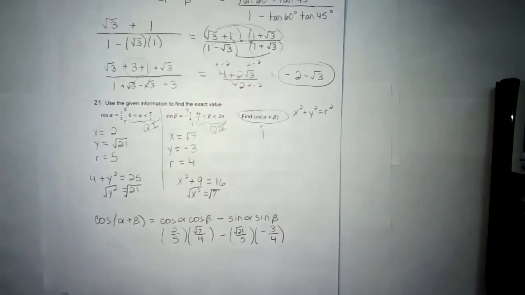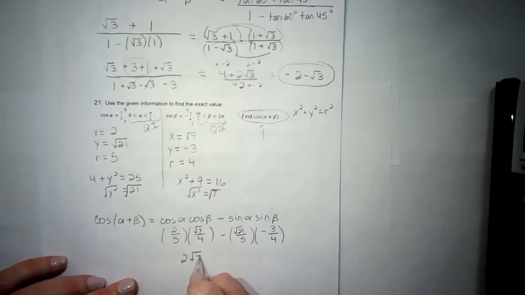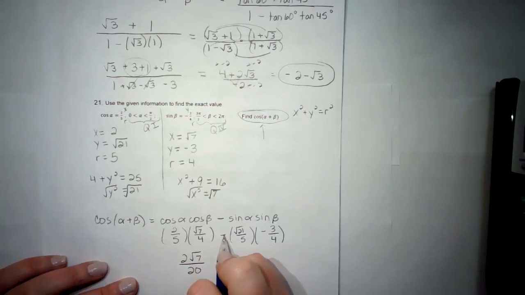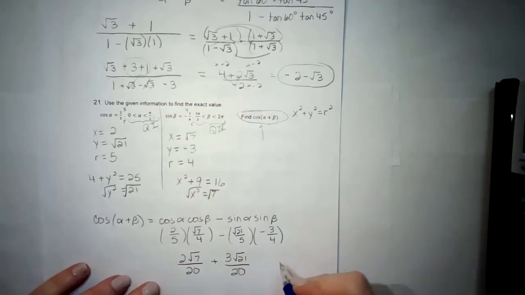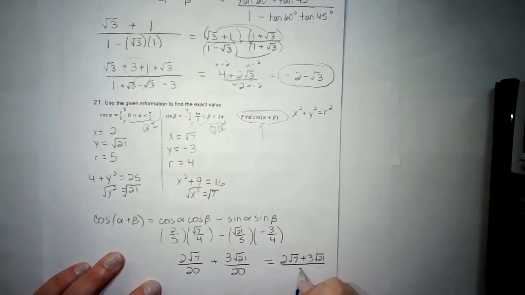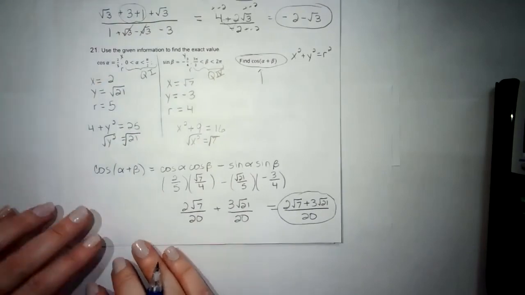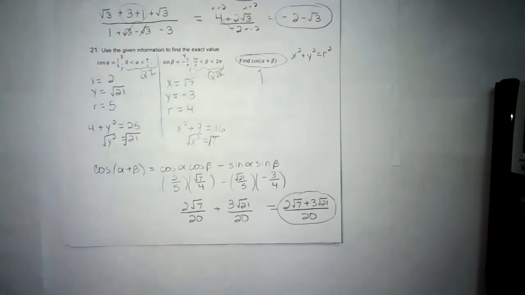Okay, now we're ready. Okay, we're going to multiply. We get 2 root of 7 over 20 minus a negative is a plus, 3 root of 21 over 20. And then we're going to put it all over one denominator. We can't do the magic triangle. There's nothing we can pull out of all three, which means we are done and we finished. Okay, so that one's a little tricky. All right, let's look at the next one.